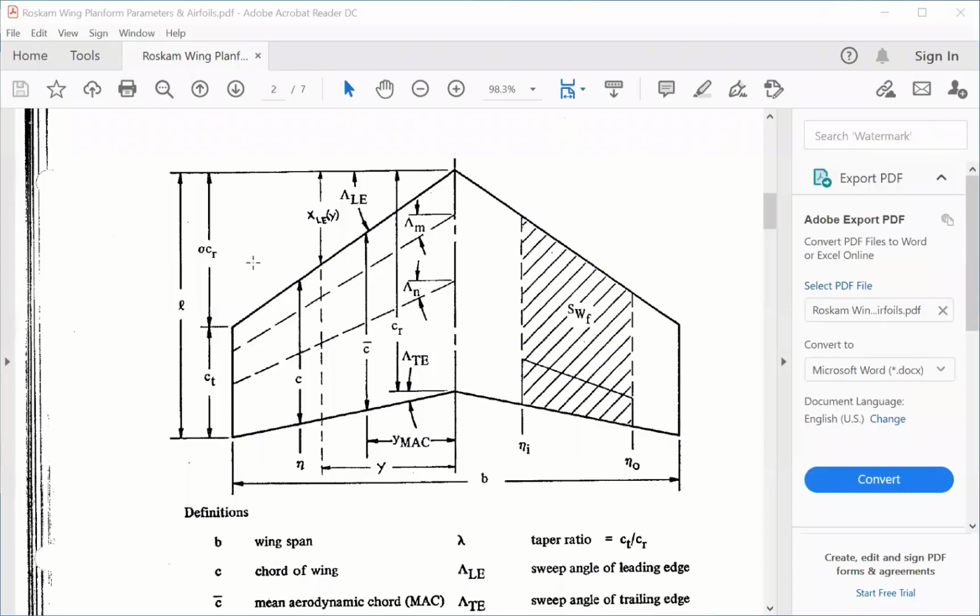So we're going to continue on with this wing, the straight tapered wing we were looking at last time. We're going to talk about formulas for the area, the mean aerodynamic chord, which is this average chord here. And then we also want to be able to calculate the x distance back to that chord, which would be this.